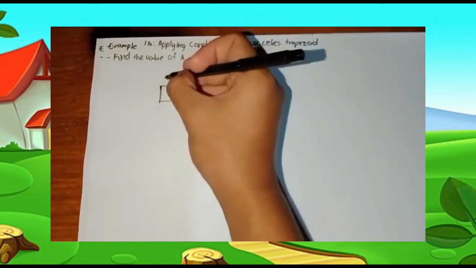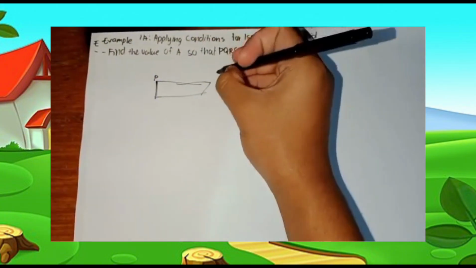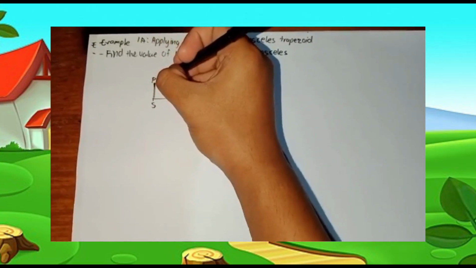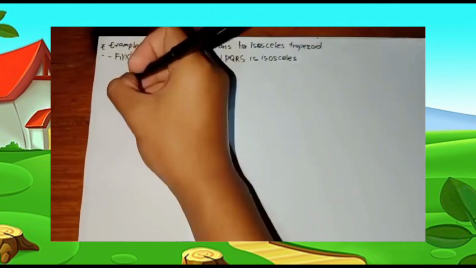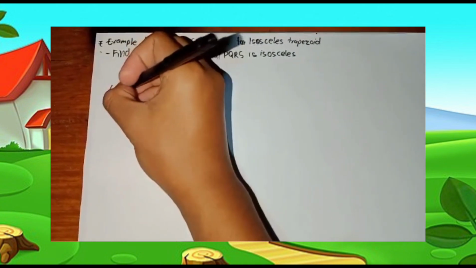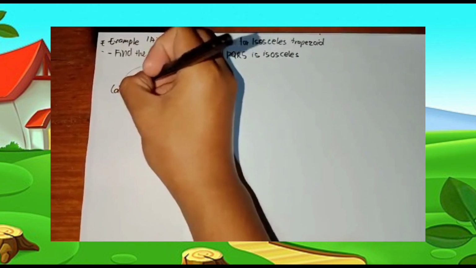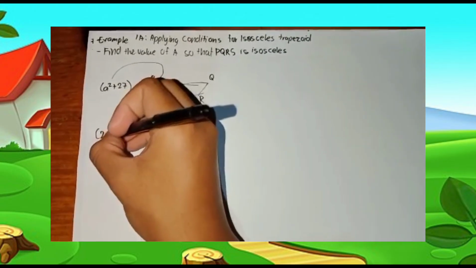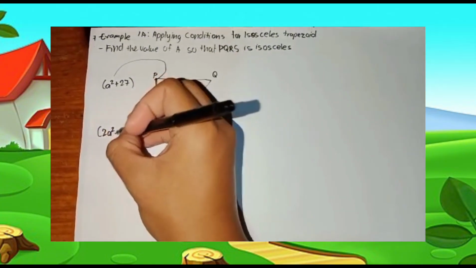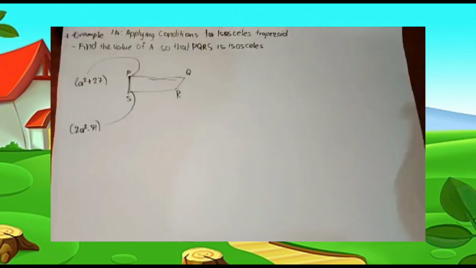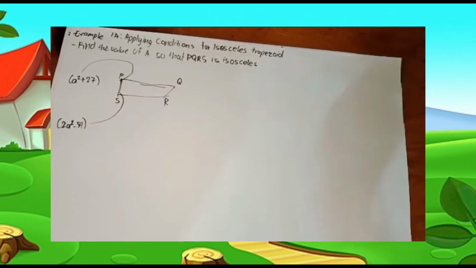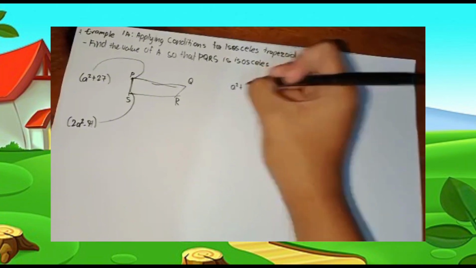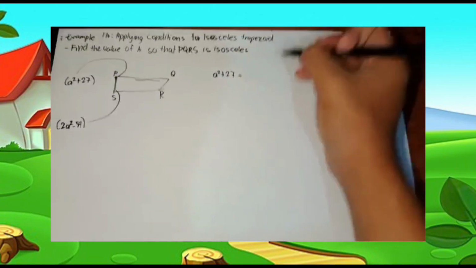So this is P, Q, R, and then S. So ang P is magiging ito, parenthesis A squared plus 27. Then sa S is parenthesis 2A squared minus 54. And then, para mahanap ang A, so A squared plus 27 is equals to 2A squared minus 54.